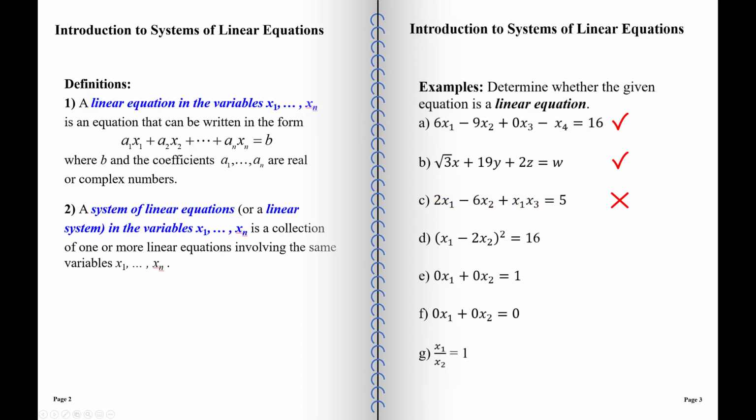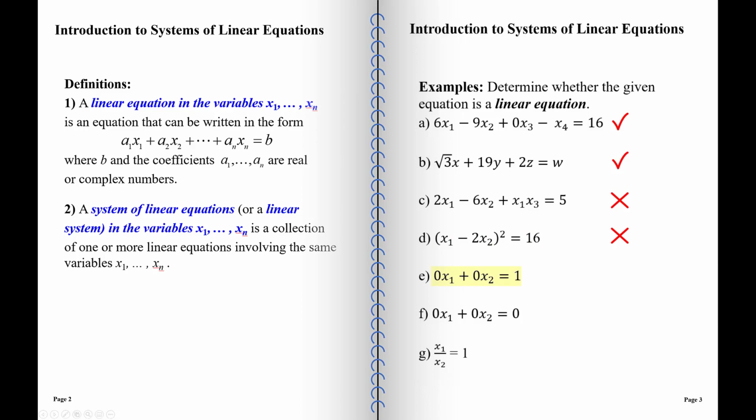D would not be linear. It may look linear, and if you thought, well, let's take the square root of both sides, and you would get x1 minus 2x2 equals 4, well, you would be forgetting about the -4. So really this would produce a collection of equations, and that's not a single linear equation. Also, if you multiplied this out, you would get x1 squared minus 4 x1 x2 plus 4 x2 squared. And the x1 x2 term would be enough to indicate that it would not be linear, as in example C.